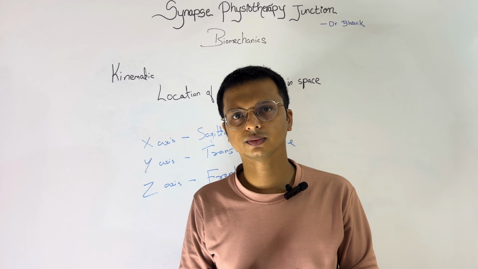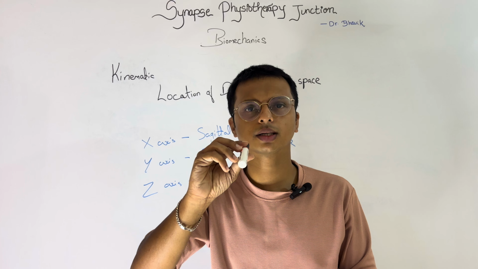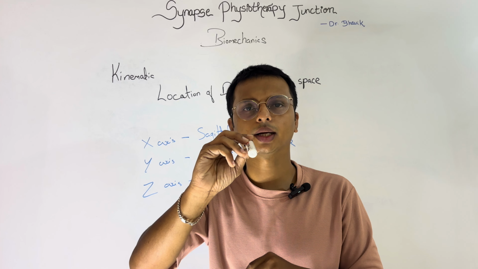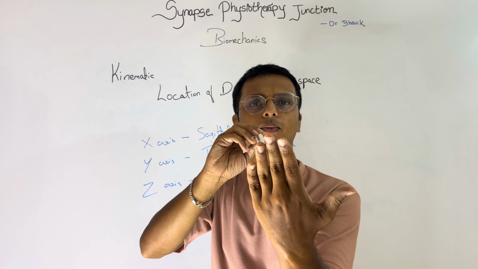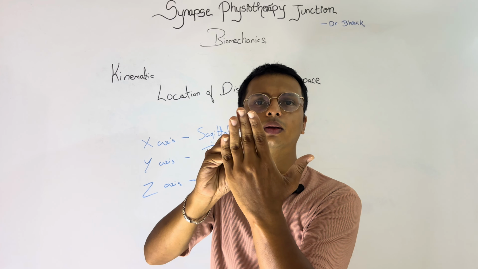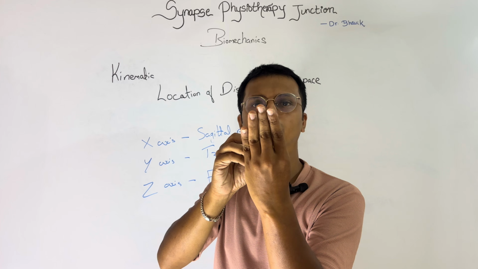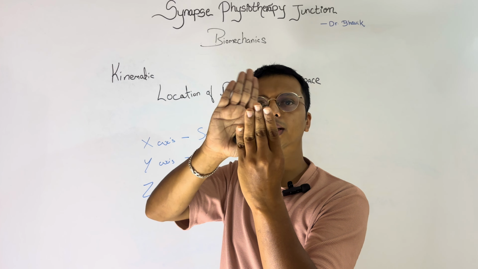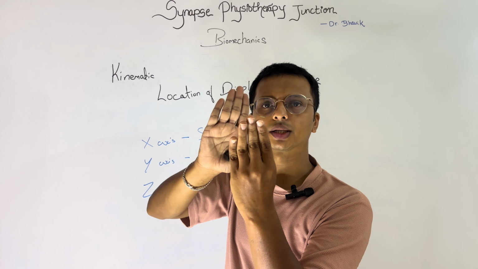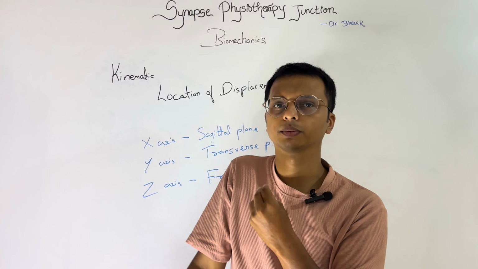Now for the z-axis, means the axis coming from back side to front side, the plane will be perpendicular to this, it is frontal plane. The movement possible here is abduction and adduction. Abduction and adduction means this movement. So that is how movement is occurring with respect to axis and the plane.